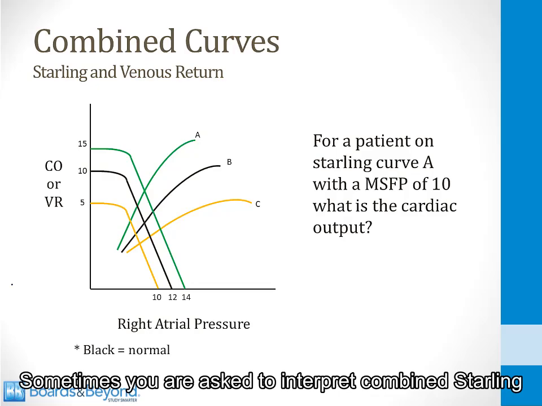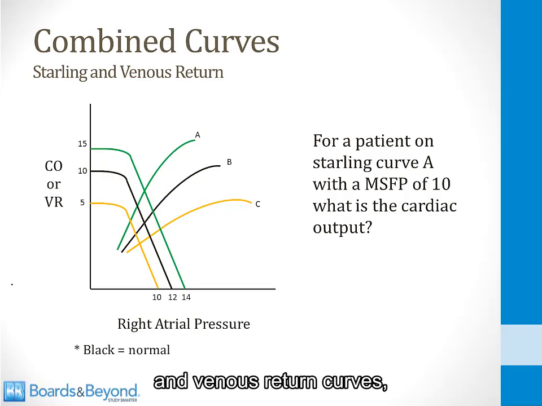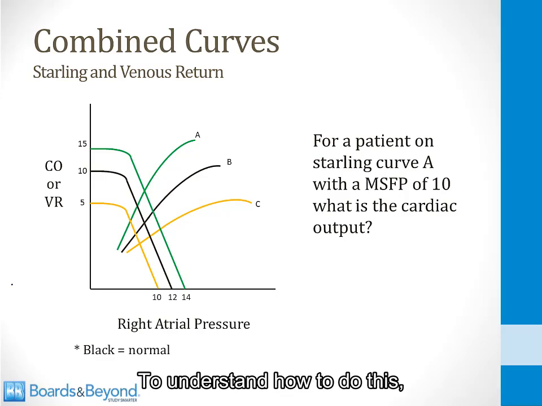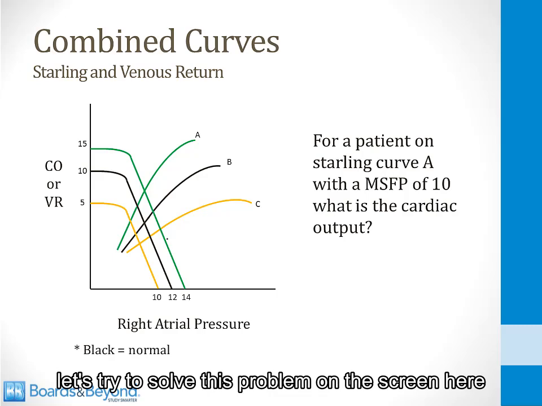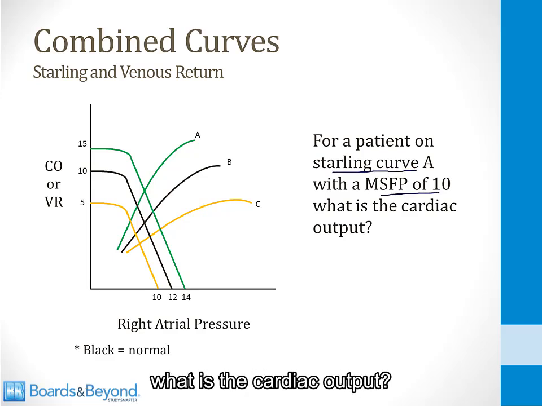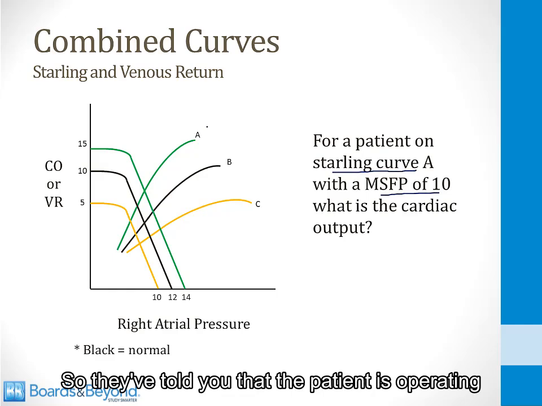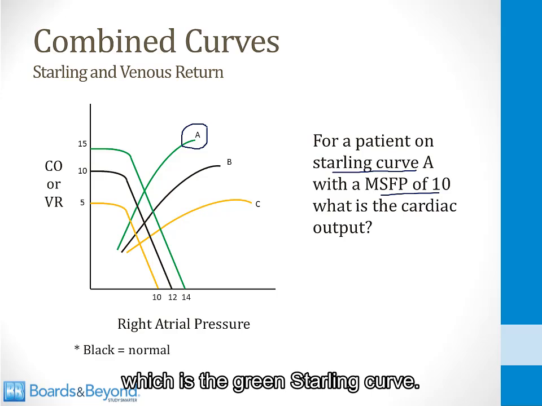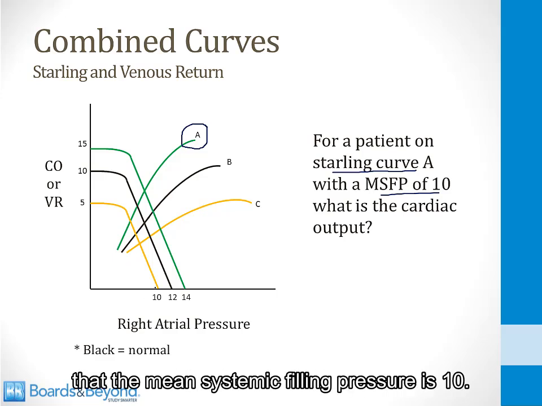Sometimes you are asked to interpret combined Starling and venous return curves where actual numbers are given for the x and y axis. To understand how to do this, let's try to solve this problem on the screen here. For a patient operating on Starling curve A with an MSFP of 10, what is the cardiac output? So they've told you that the patient is operating on Starling curve A, which is the green Starling curve. They've also told you that the mean systemic filling pressure is 10.